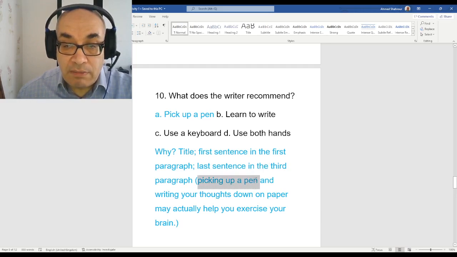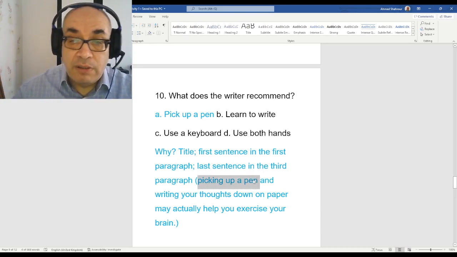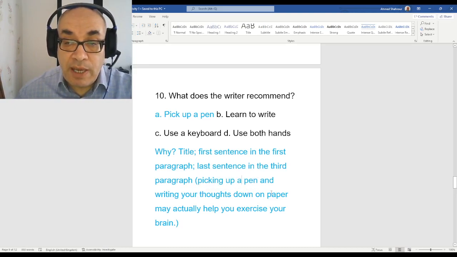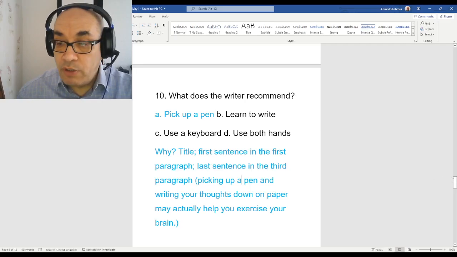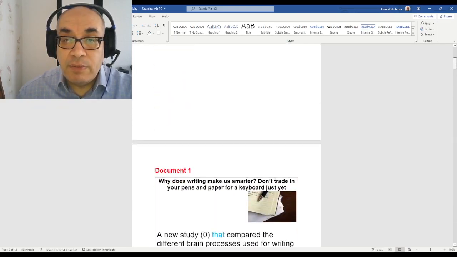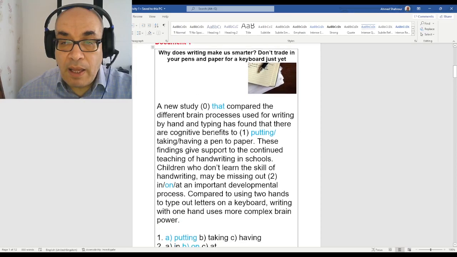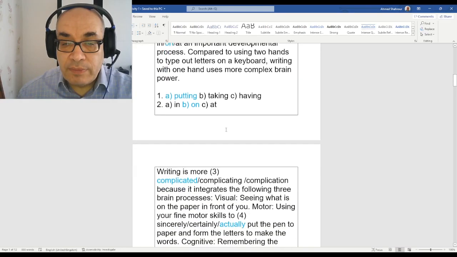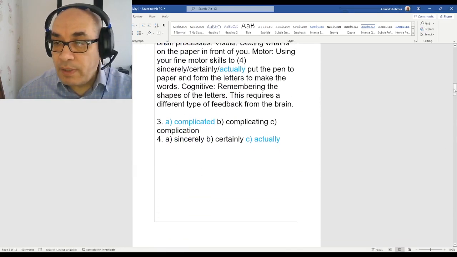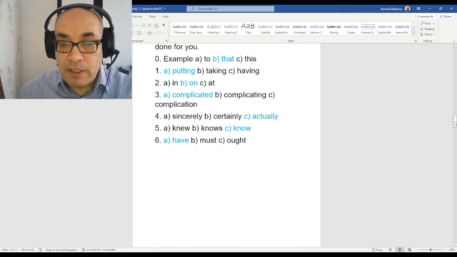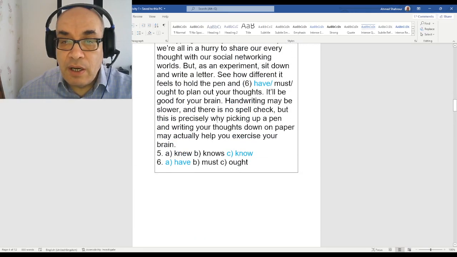So picking up a pen, this is at the beginning of the article, and writing your thoughts down on paper may actually help you exercise your brain. If I go back, you can see here from the beginning, you can see here writing, pens, keyboard. Just yet you're talking about the pen, and at the end of the writing here, it tells you here picking up a pen. Again, you can see.